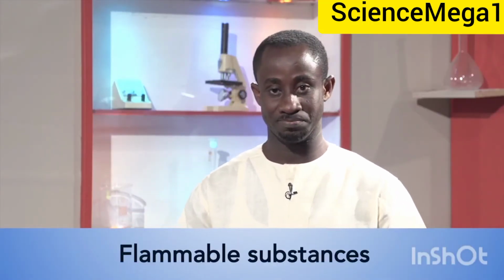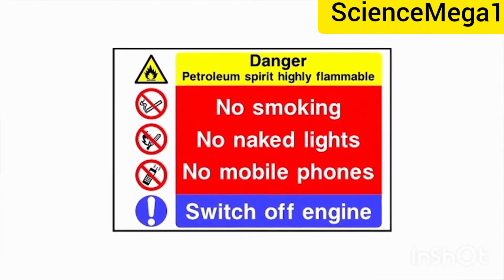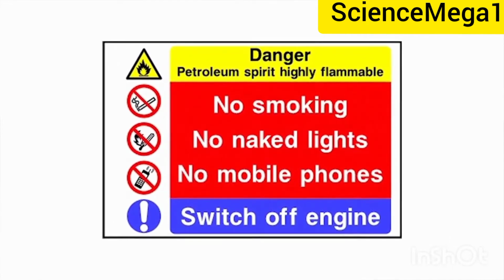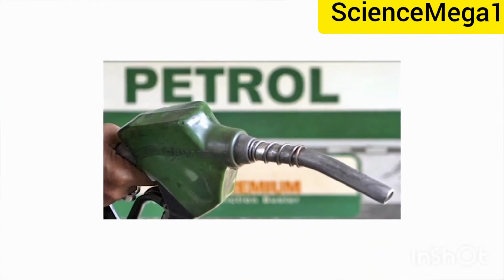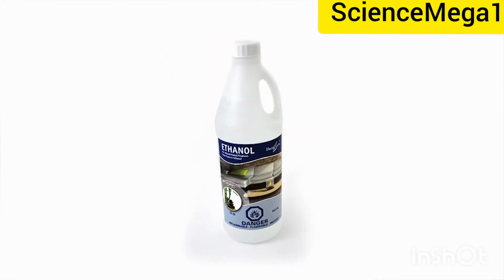Now we move on to flammable substances. These substances produce vapor that can catch fire easily. Such substances should not be placed near a source of ignition. This is why lighted cigarettes and mobile phones are not allowed near petrol pumps. Examples of flammable substances are petrol, acetone, LPG, and ethanol. And their warning sign is.